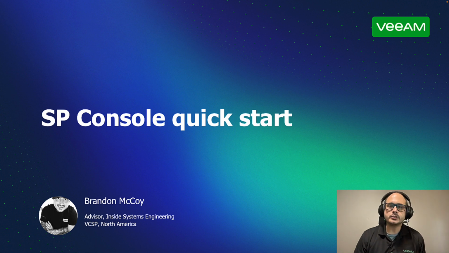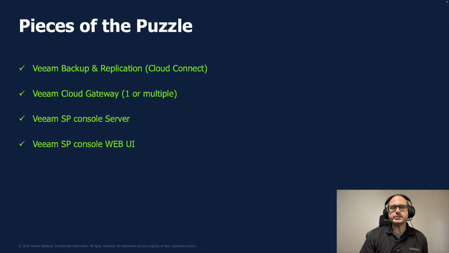And even though Cloud Connect is primarily used to offer offsite storage and resources for DR, it can also be used strictly for communication between your customer Veeam products and the service provider console itself. Which brings us into the pieces of the puzzle needed.